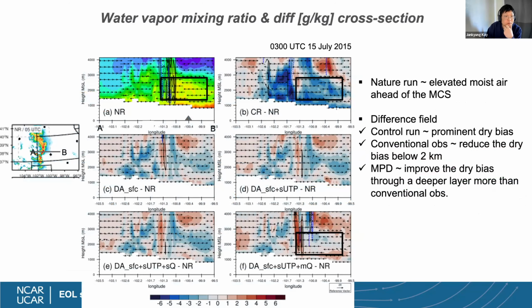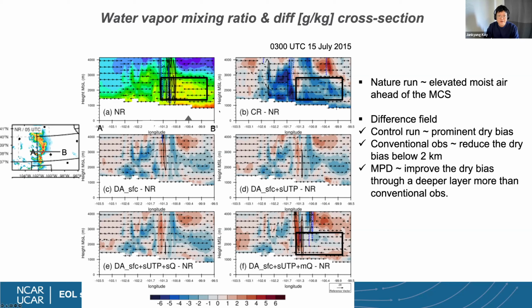And this is the height-longitude cross section for water vapor mixing ratio. The first figure shows the full field of the nature run, and this cross section is along line A and B here. This water vapor mixing ratio from the nature run shows that there is an elevated moist air ahead of this MCS. The solid and dotted lines show the vertical velocity. So we can find the very elevated moist air ahead of this MCS.